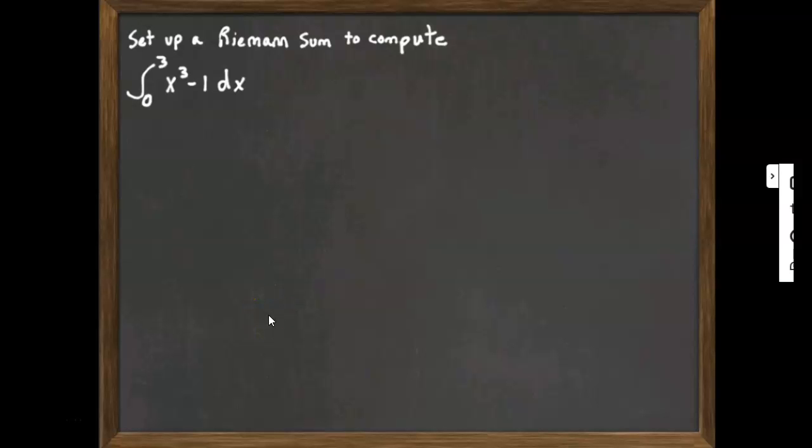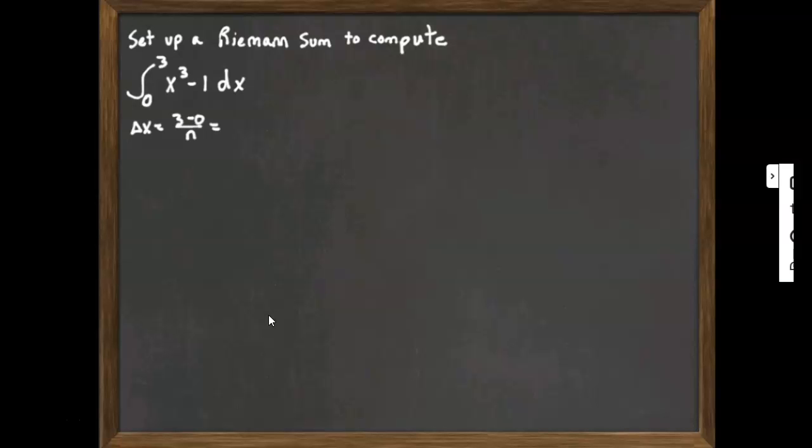Alright, in this video we want to set up a Riemann sum to compute the definite integral. So you may recall from the notes that our left or right hand endpoint rules qualify as a Riemann sum, and those are generally the ones that we use. So to do a definite integral right now, we want to set up a sum to compute the area.